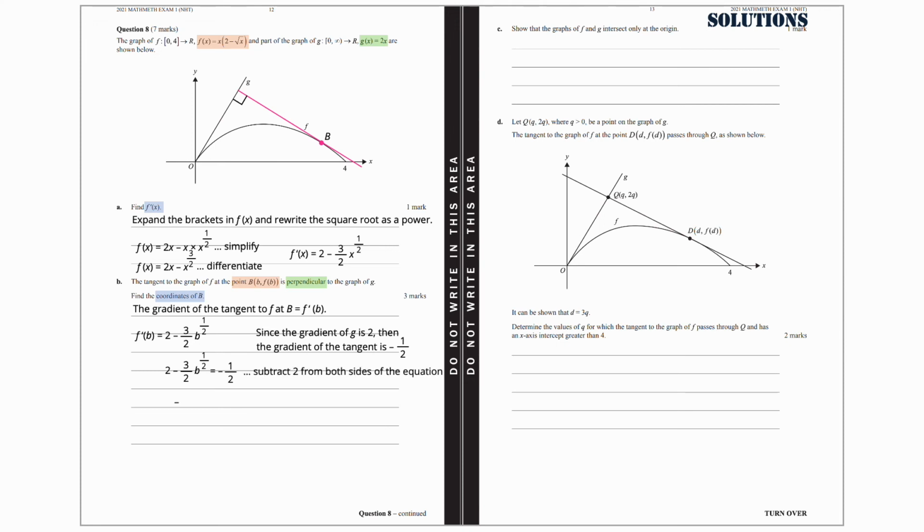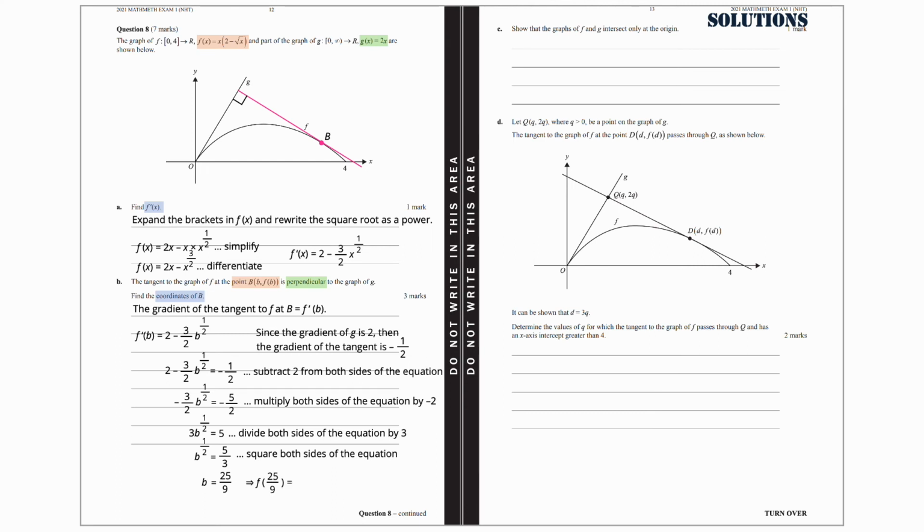We subtract 2 from both sides of the equation, so we have negative 3 on 2b to the power of a half equals negative 5 on 2. We multiply both sides of the equation by negative 2, and we end up with 3b to the power of a half equals 5. Divide both sides of the equation by 3, so b to the power of a half equals 5 on 3. We square both sides of the equation, which gives us b equals 25 on 9.